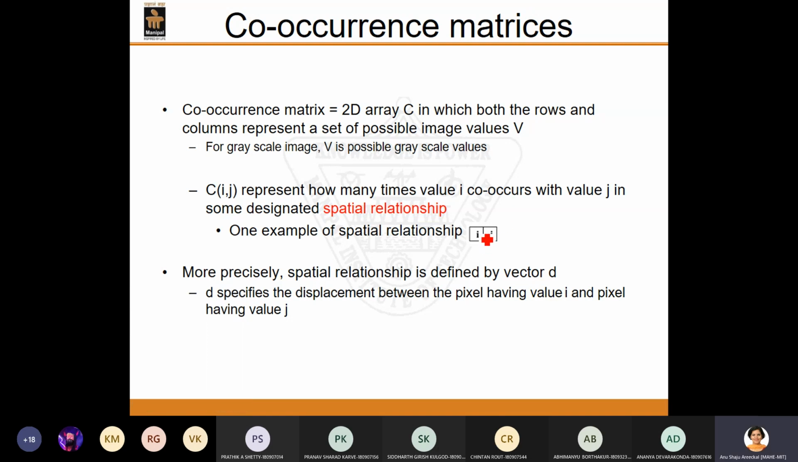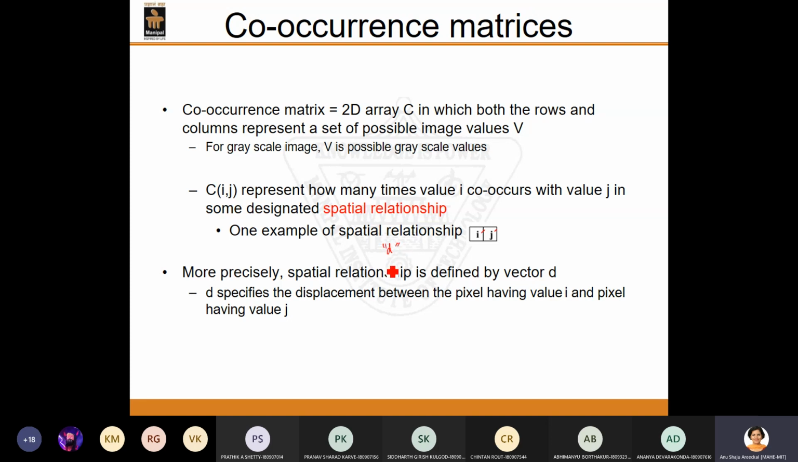So we have this: I and J represent the pixel intensity values, and here Ij is the pattern that we are looking for. There are two parameters when you're dealing with a co-occurrence matrix.